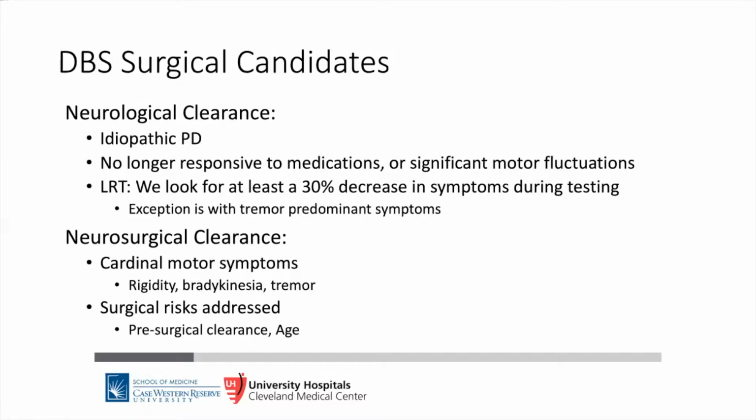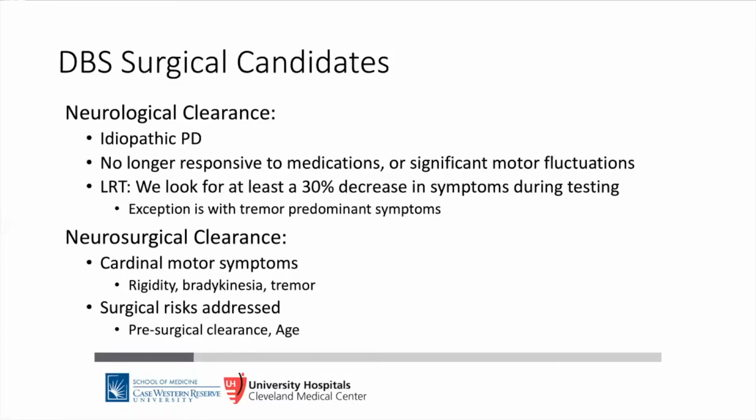For neurosurgical clearance, we want to look for those cardinal motor symptoms, the rigidity, the bradykinesia, and the tremor. And the tremor can be action or resting. But it's important that at least one of those symptoms is going to be a predominant symptom for the patient, and or the motor fluctuation with the medicines. The surgical risk will obviously be addressed.